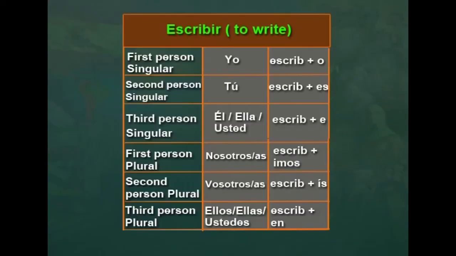So, what did you see? We saw that when we are conjugating the IR ending regular verbs, we are adding the suffix which is, for yo, o; tú, es; él, ella, usted, e; nosotros, nosotras, imos; vosotros, vosotras, is; ellos, ellas, en; ustedes, en.